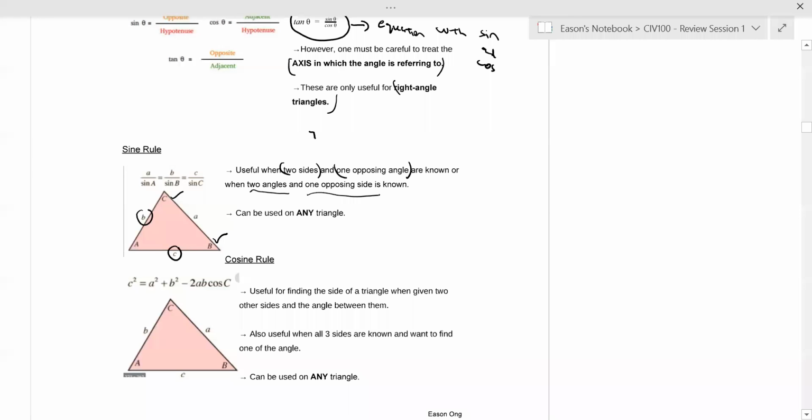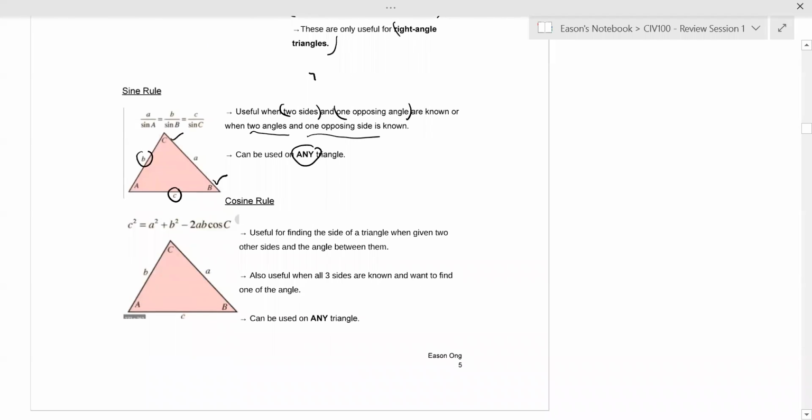Is anyone confused about that? That is very, very important, and it is very powerful because you can use it on any triangle, right? Sine, cosine, and tangent you can only use on right angle triangles. But the sine rule, and as we'll see later, the cosine rule, is applicable on any single type of triangle. So I want to make sure that you are really, really clear on that. All right, so the next one is the cosine rule.